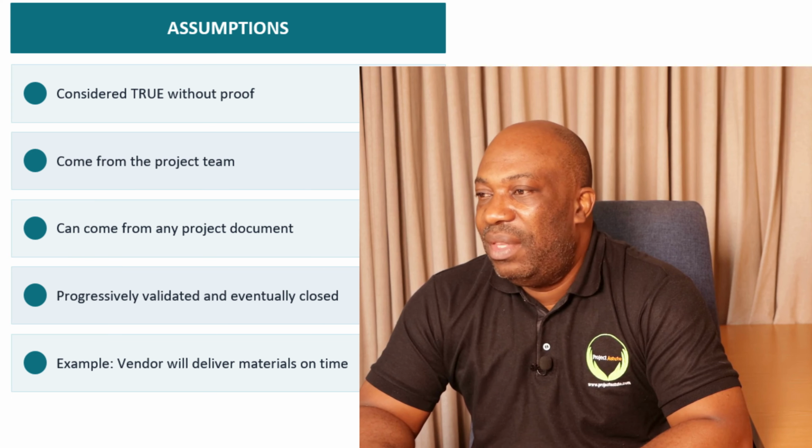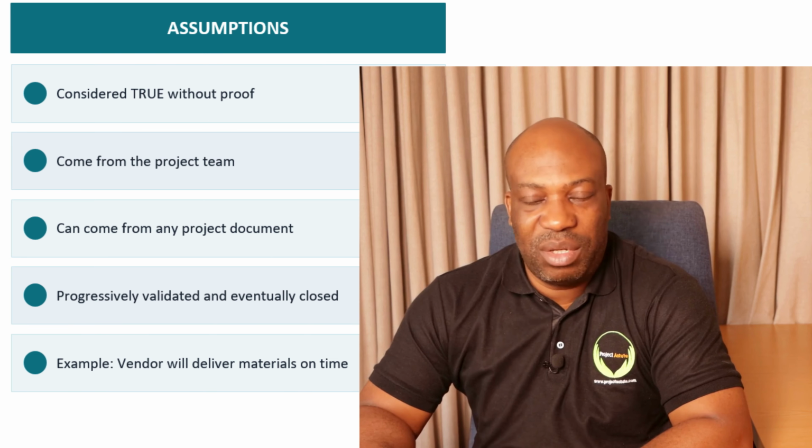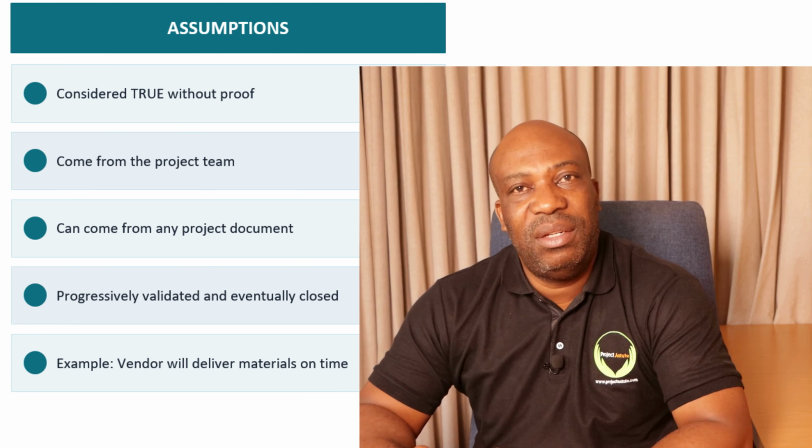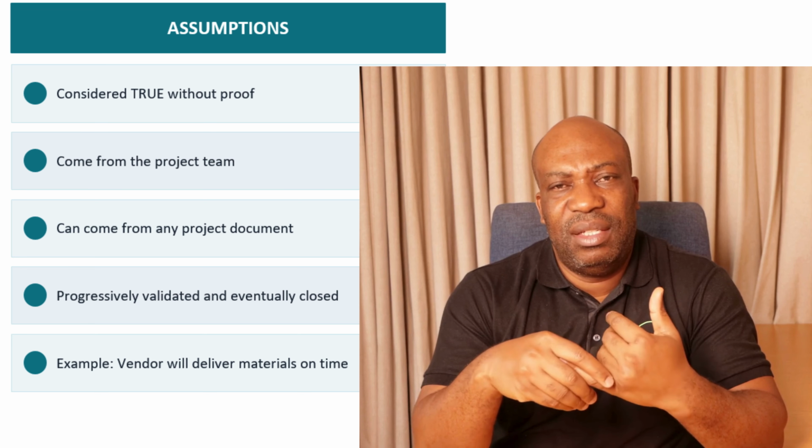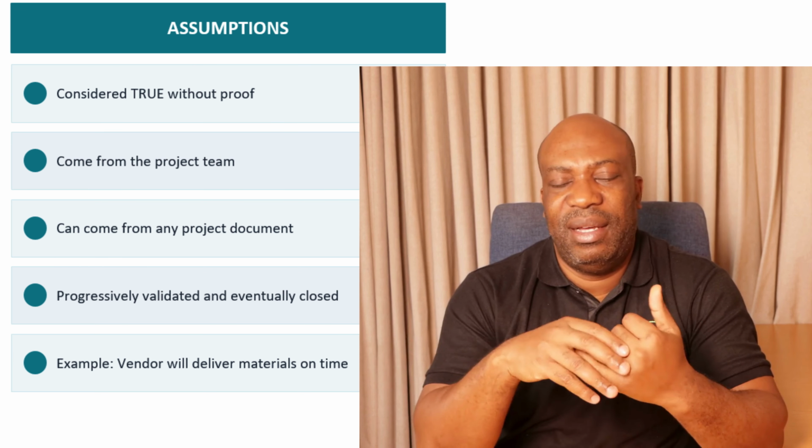Then number 3, the assumptions can also come from any project document. For example, during initiation, you can have a project charter bringing in these assumptions. Or you can also have the stakeholder register or stakeholder analysis matrix coming in as assumptions. So that is during initiation. During planning, it can even come from the scope statement. You can also have some assumptions which are coming from procurement, from risk plans, quality plans, communication plans, and so on and so forth.